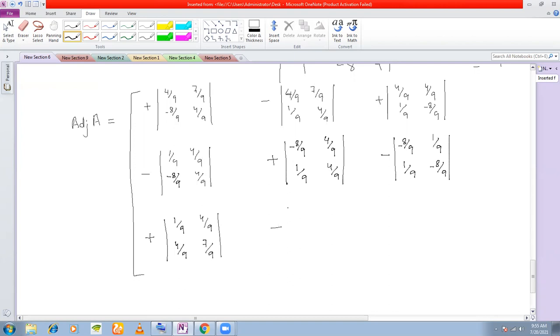Next minor with a negative sign, minus 8 by 9, 4 by 9, 4 by 9, 7 by 9. Next minor with a positive sign will be minus 8 by 9, 1 by 9, 4 by 9, 4 by 9.